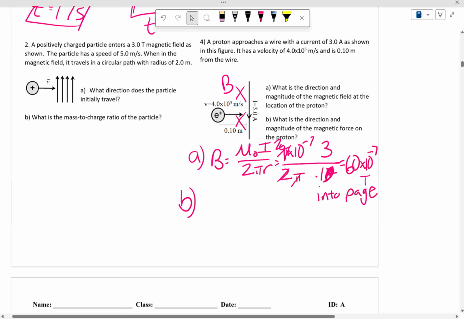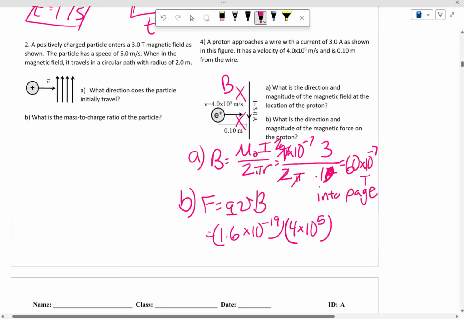And then what is the direction and magnitude of the magnetic force on the proton? So that is F equals QVB sine theta, but theta is equal to 90. For a proton, that's 1.6 times 10 to the minus 19. V is given, that's 4 times 10 to the 5th. And then B is that 60 times 10 to the minus 7.